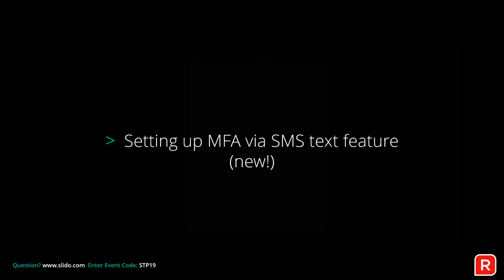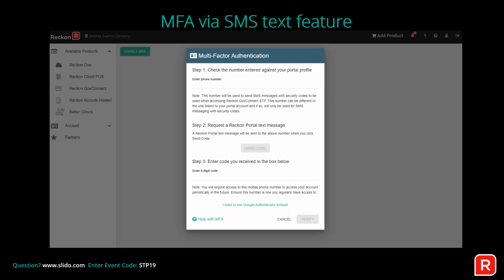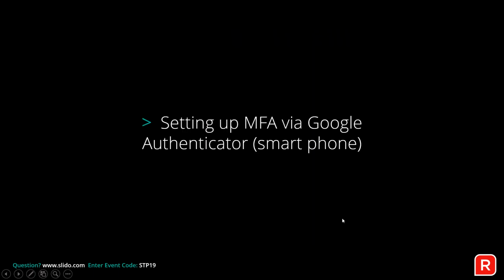So let's have a look at the SMS feature first. And this is the one that Reckon will offer you first off. So if you're to use the SMS feature, just go ahead and enter your phone number, click on the send code button to get a code, and enter the digits in the final field. If you don't want to use SMS and want to go to the Google Authenticator, just click the link at the bottom and continue on. So after you finish this page, just click on verify, and you're in.